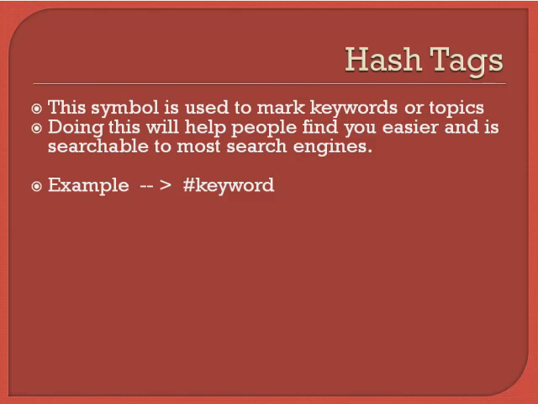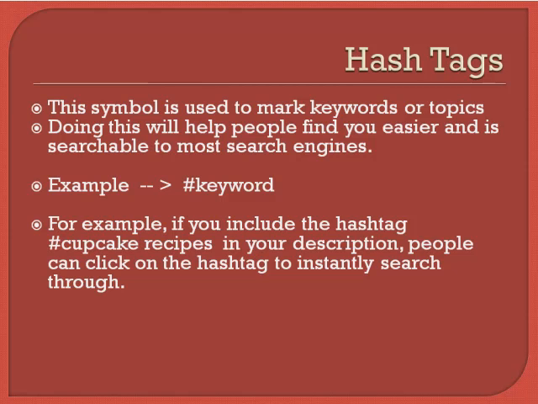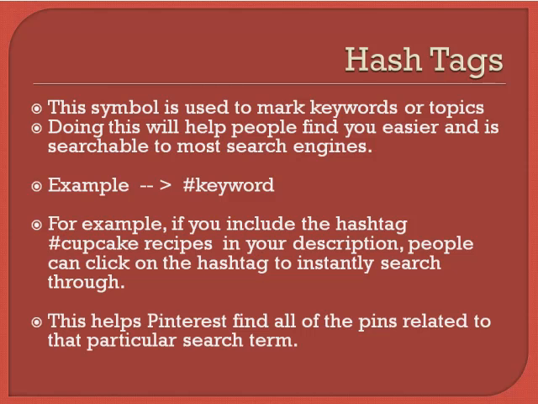So as you can see, the hashtag is just a number sign. You put a number sign and then you put the keyword. So for example, if you included the hashtag cupcake recipes in your description, people can click on the hashtag, and what's going to happen is the hashtag cupcake is going to be highlighted as a link. And whenever somebody clicks on that, they are going to get pictures that relate to cupcakes. And this helps Pinterest find all of the pins related to that particular search term.